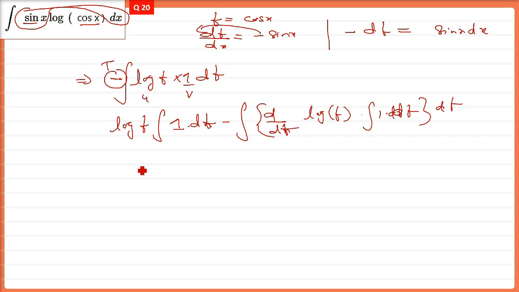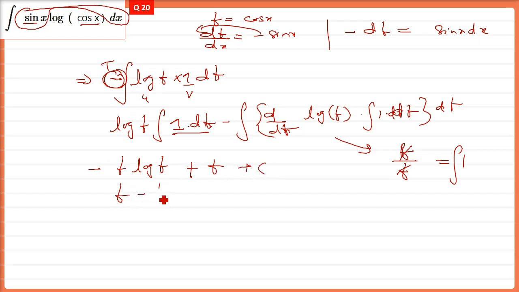Now 1 dt will be what? It will be t only. So t log t we can write. Here also d by dt of log t will be 1 by t, and integration of dt will be t. So actually this t by t will get cancelled out, and we have to just integrate 1. So integration of dt has to be done. Integration of this 1 will be t only. Now negative is already there, so if you multiply, you can write t minus t log t plus constant of integration. Now t can be taken outside, so 1 minus log t will come inside plus constant of integration.